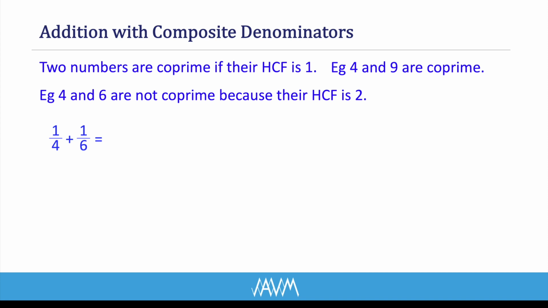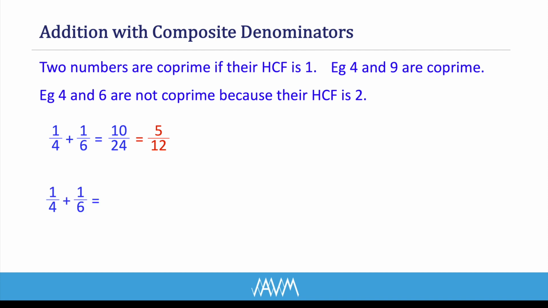Example, 1 over 4 plus 1 over 6. If we cross multiply, we get 6 add 4 makes 10, and the denominator is 4 times 6 is 24. But this fraction will need simplifying. 10 over 24 becomes 5 over 12.